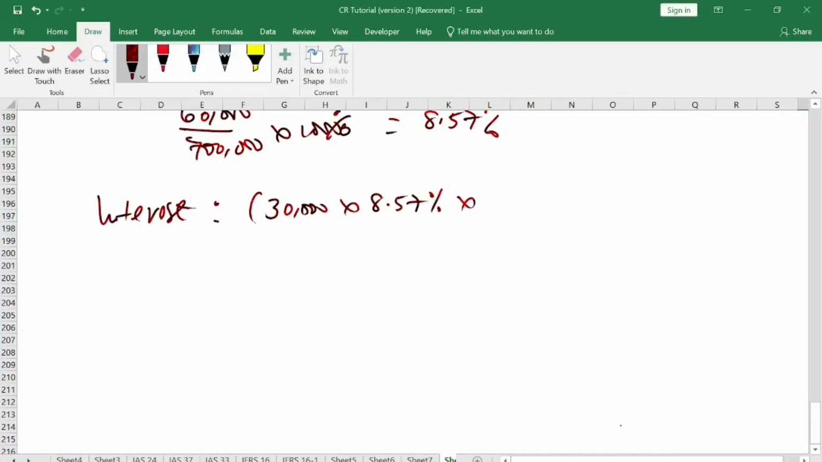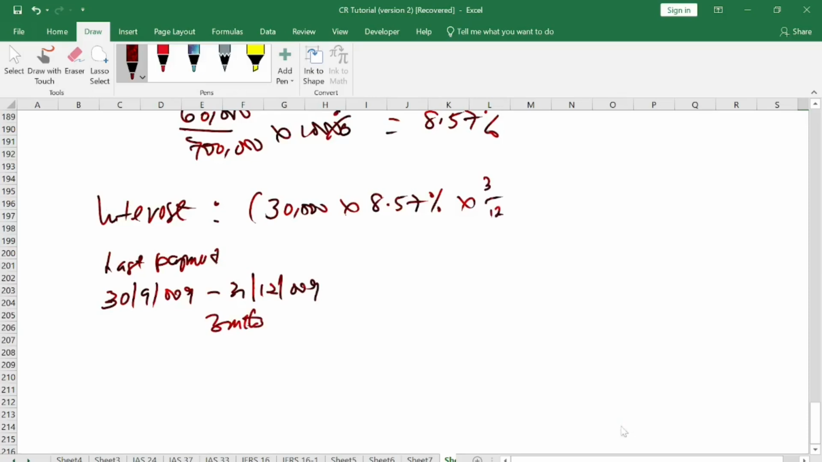So the last payment was on 30th September 2009 to 31st December 2009. It's 3 months. So you have 3 over 12 here. How much is it? That gives me 642.75. Alright, so this is the interest from the general borrowing.